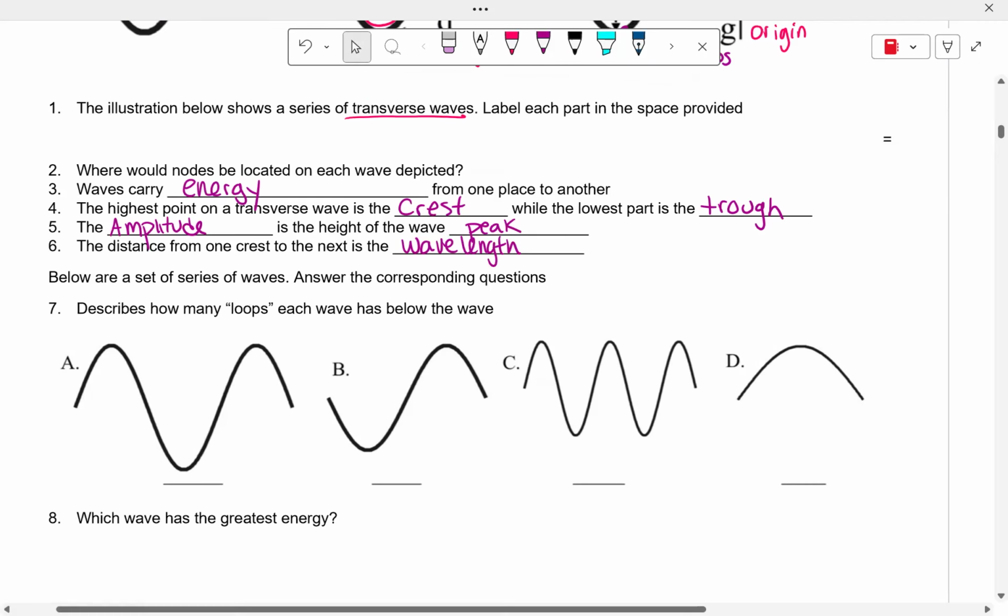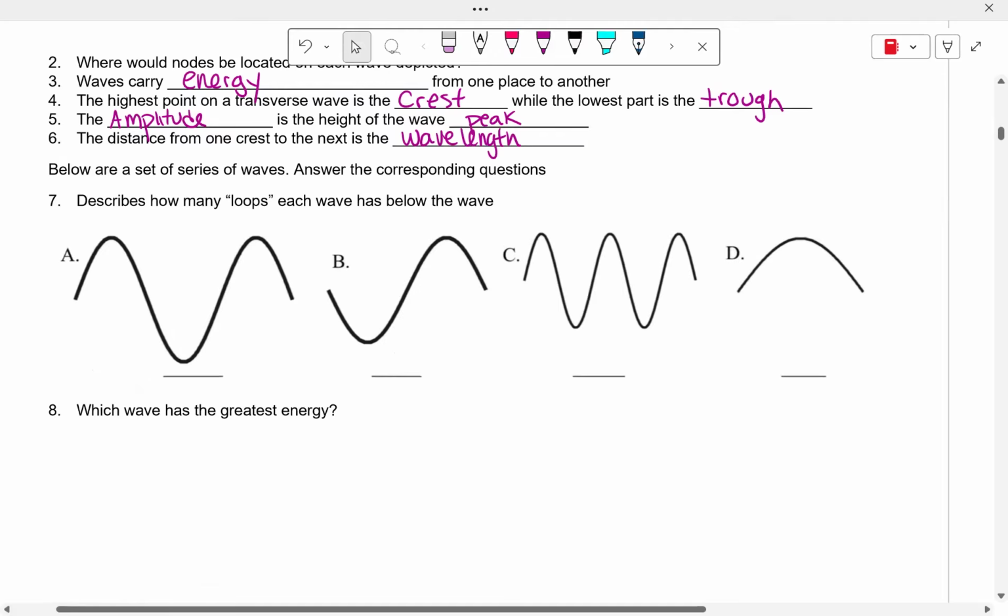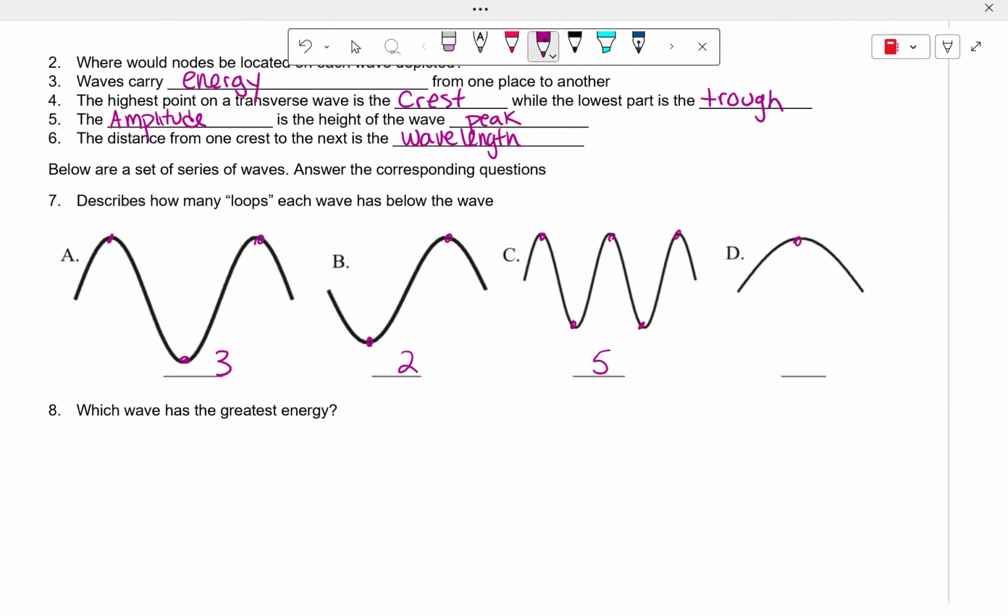And if we're looking at these, how many loops does each wave have? I'm going to say this is 1, 2, 3. This is 1 and 2. This is 1, 2, 3, 4, 5. And this is 1. Which wave has the greatest energy? Again, we're assuming they're all moving the same speed. So I'm going to say the one that has the most loops is going to be the most energy because it is the most frequent.